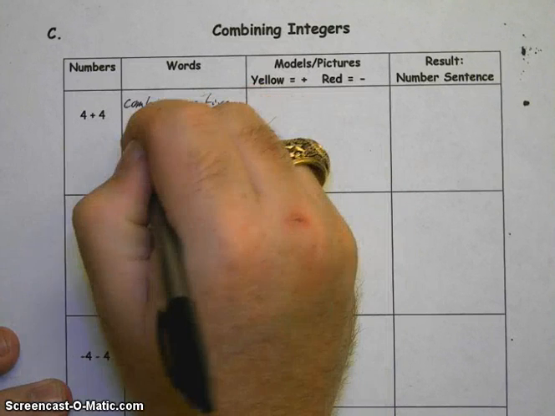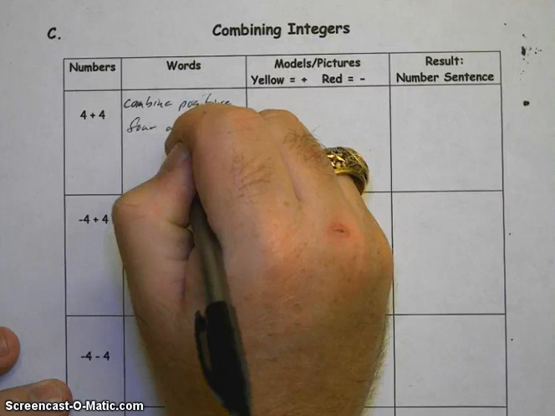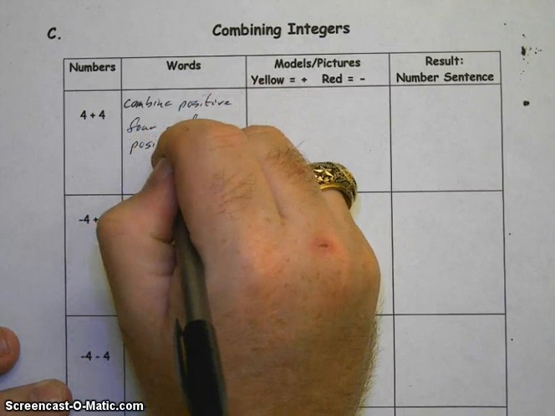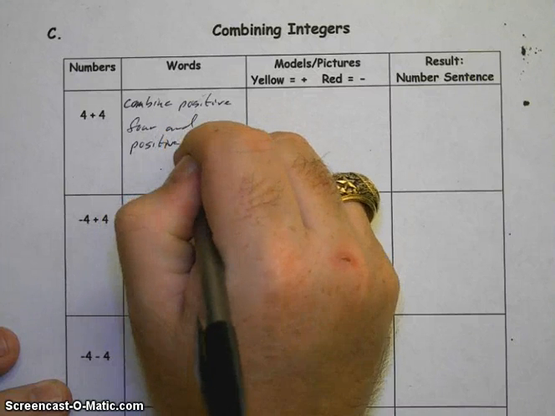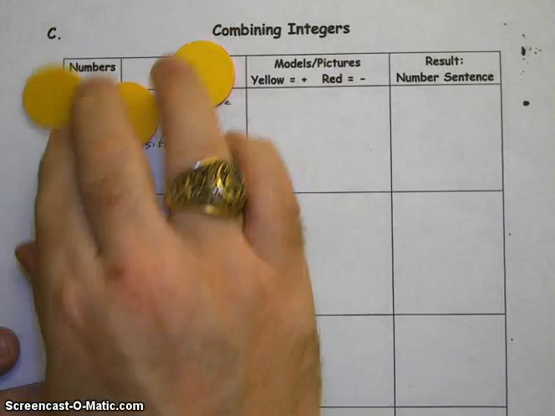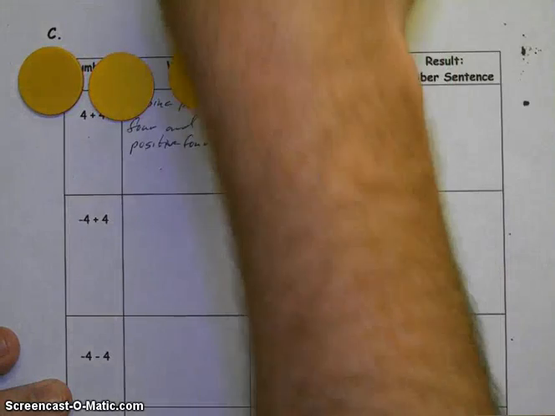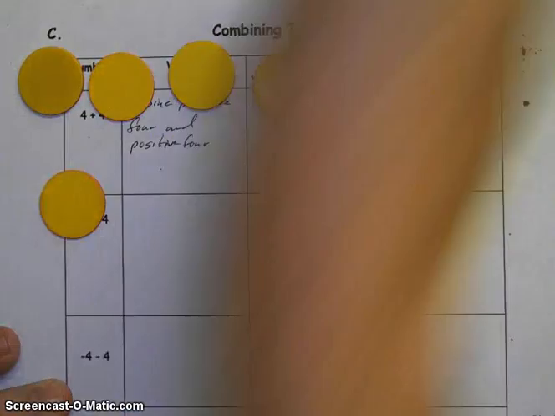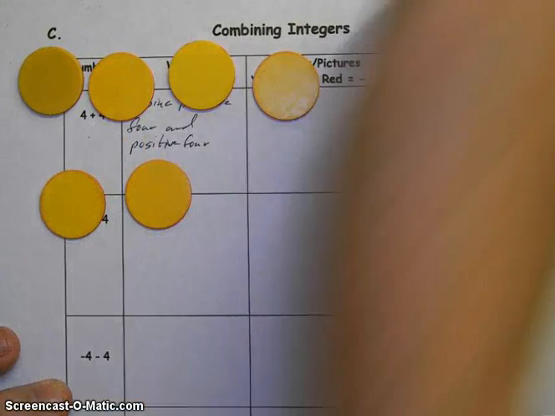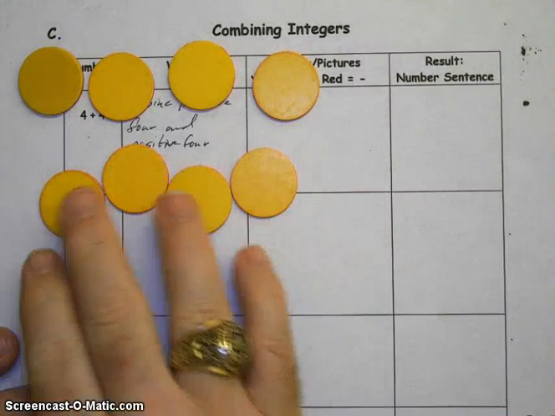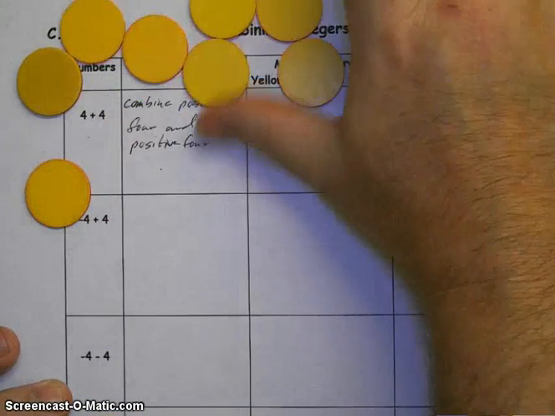positive 4 and positive 4. Okay, we'll look at a model of that, just like the model we used when we're representing integers. If we use yellows for positives, I have positive 4 and positive 4, so altogether there's 8 positives, or positive 8.